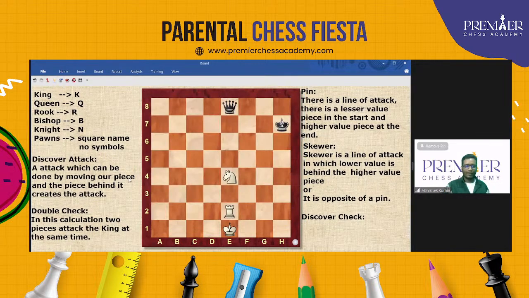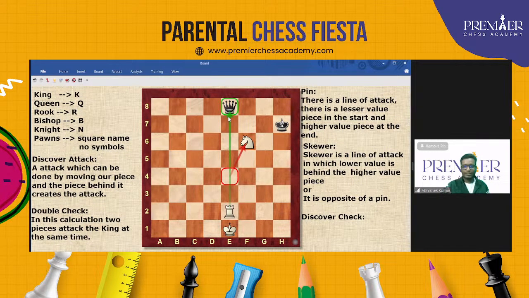In discovered attack, we have mentioned an attack which can be done by moving our piece, and the piece behind it creates the attack. That is what we have learned in the discovered attack. This is the rook, this is the knight. When we remove the knight to any other square, this rook is creating an attack on the queen. We uncovered the attack by moving the knight. So this is how we created the discovered attack.